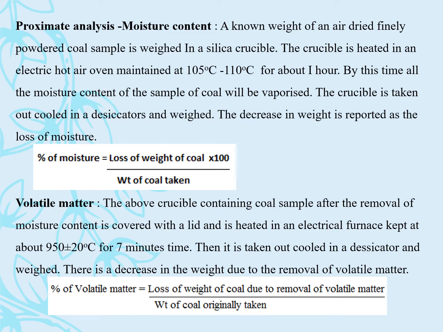So what is the formula to find out the percentage of volatile matter? The percentage of volatile matter is equal to the loss of weight in coal due to the removal of volatile matter into 100 divided by the weight of coal originally taken.